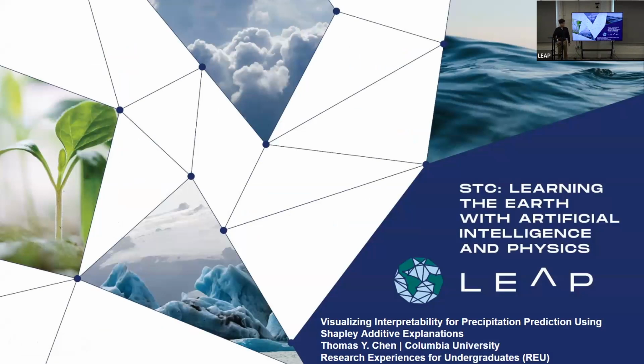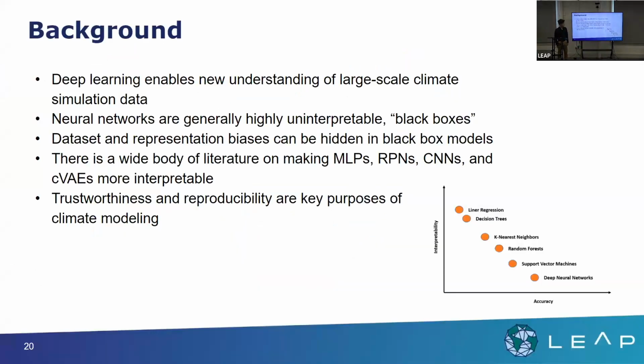Okay, so my research was about visualizing interpretability for precipitation prediction using Shapley additive explanations. So basically tackling interpretability using visualization. As deep learning has been used more for climate simulation research, we've encountered an issue, which is that neural networks are generally very uninterpretable, which means that they're black boxes. We're putting garbage in and we're getting garbage out.